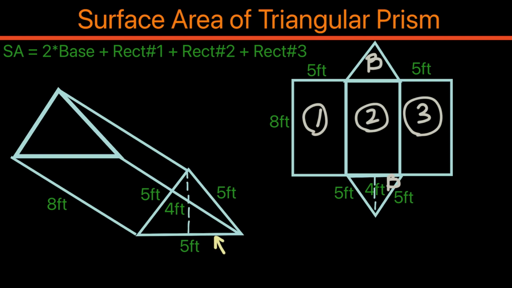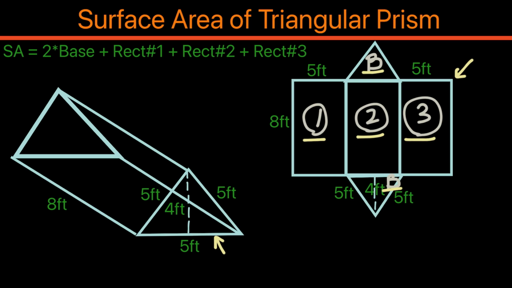This figure here is the triangular prism, whereas this is the unfolded version of the triangular prism. And they are both here to show you how we determine the surface area. By looking at the unfolded version, we would take 2 times the area of one base, which would give us the total surface area of the 2 triangular bases. Next, we will need to find out the area of rectangle 1, rectangle 2, and rectangle 3 and add them together. And that's how we will find the total surface area.